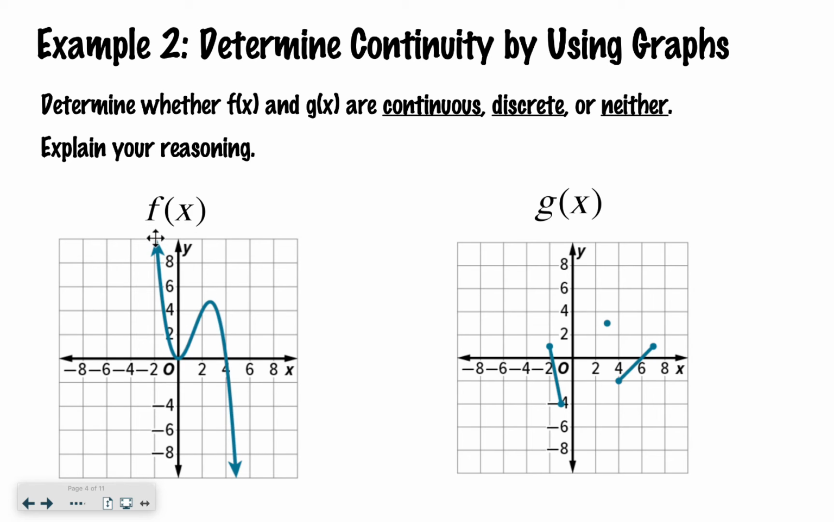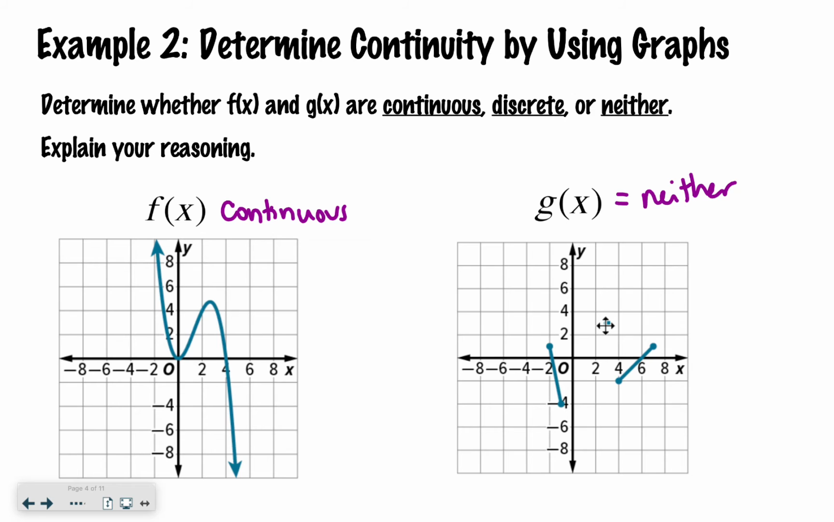Explain your reasoning. So you can see here f of x, I have a nice line. It's curved a couple times, but there aren't any spaces in it. So this would be a continuous graph, and the reason being it is a continuous line. There are no breaks in the line. All right, g of x, if we look here, I have a line segment here, a dot here, a line segment here. So when you see both lines and endpoints, this is an example of neither. It's neither because it has continuous sections and discrete sections.